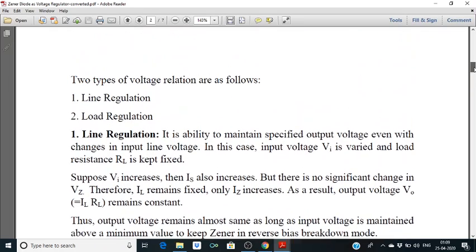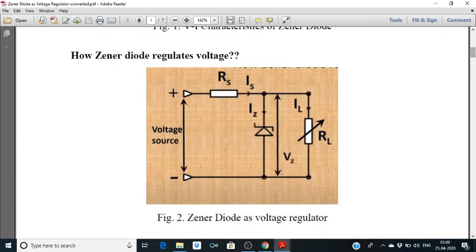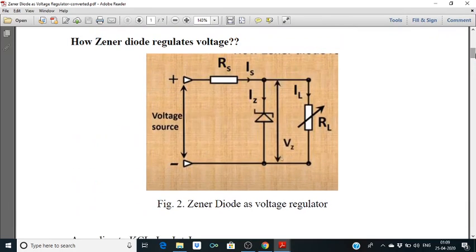Suppose Vi is increased. When Vi is increased, IS is increased. IS equals IZ plus IL. We know this. But this IL cannot increase. It will remain the same because RL is fixed, and the voltage across it is also fixed, VZ. So this IL will remain constant. All the increase in IS will be reflected in the increase in IZ.